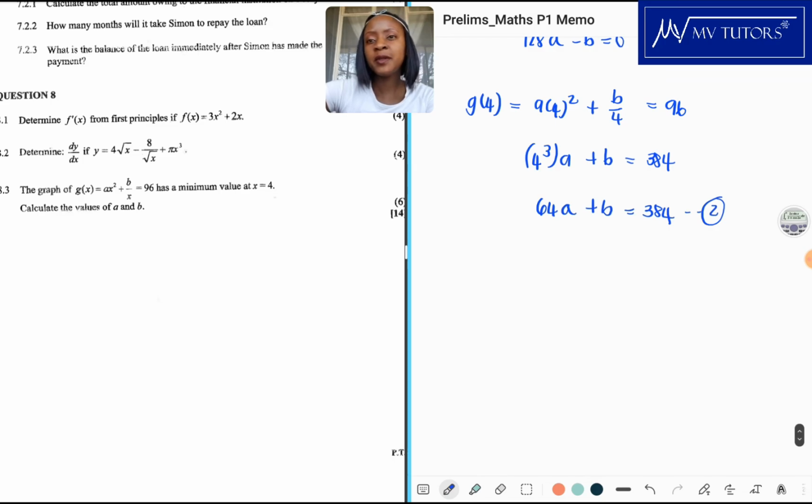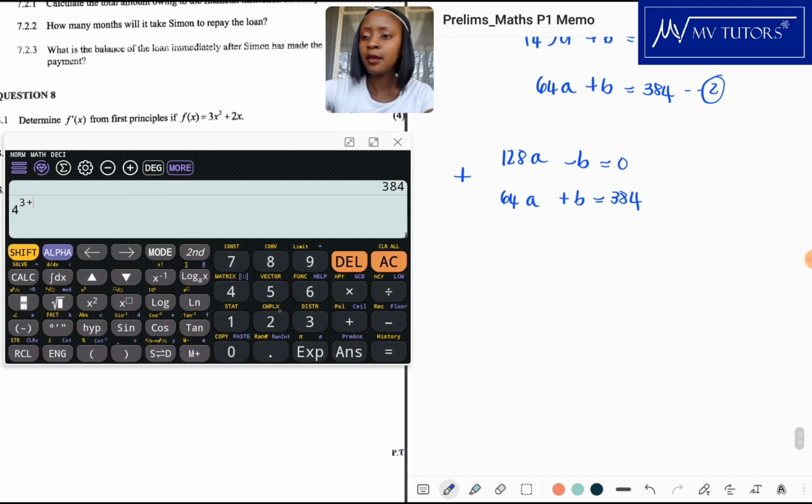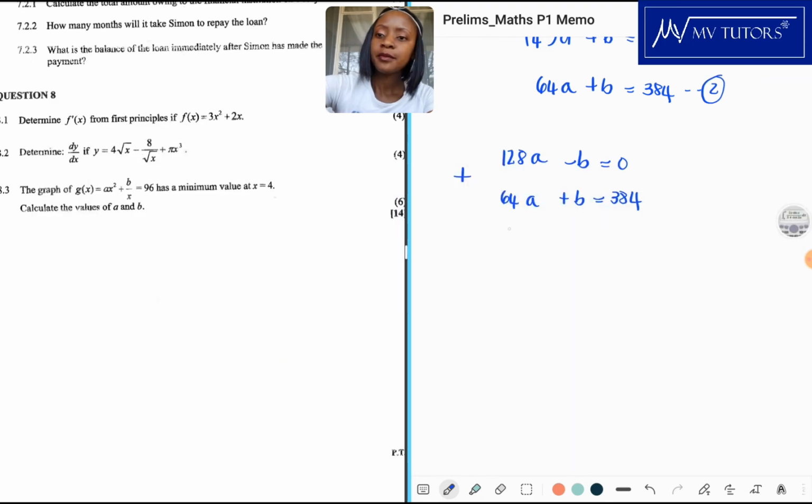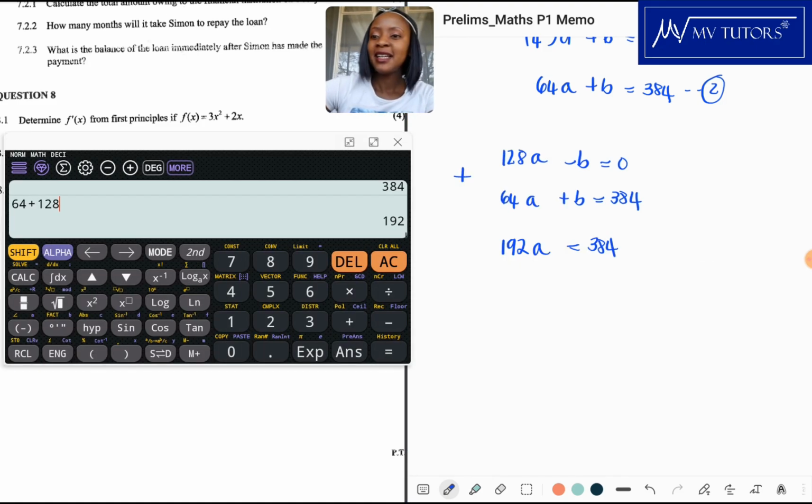So I will be taking the first equation, 128a minus b is equal to 0, and then 64a plus b equals 384, and I'm going to add the 2. 64 plus 128 is 192. 192a is equal to 384. So 384, this is what we are working for, those 6 marks. 384 divided by 192, it's 2. So a is equal to 2.